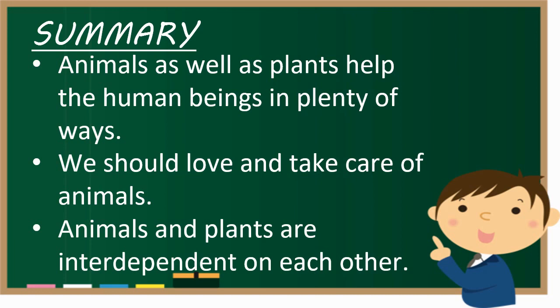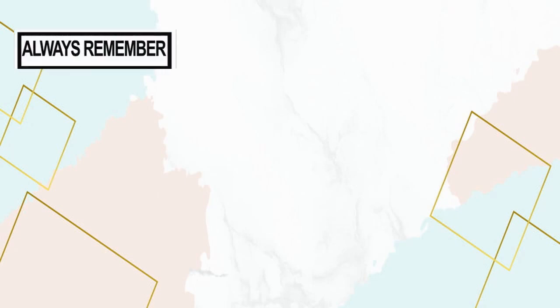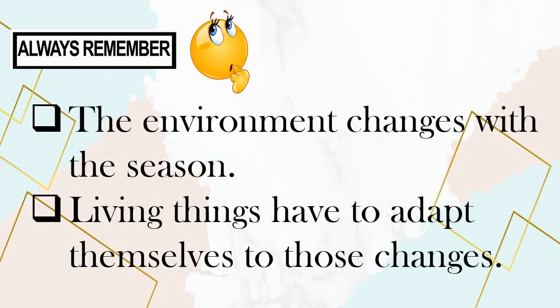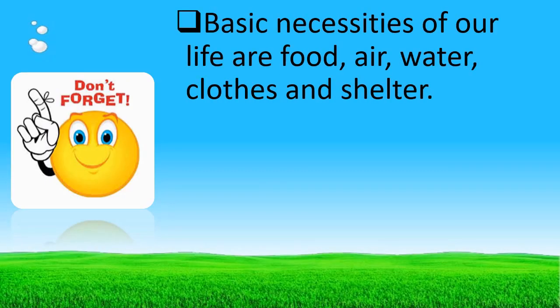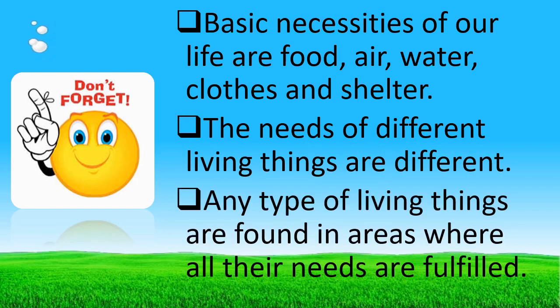Always remember, the environment changes with the season. Living things have to adapt themselves to those changes. Don't forget, basic necessities of our life are food, air, water, clothes and shelter. The needs of different living things are different. Any type of living things are found in areas where all the needs are fulfilled.